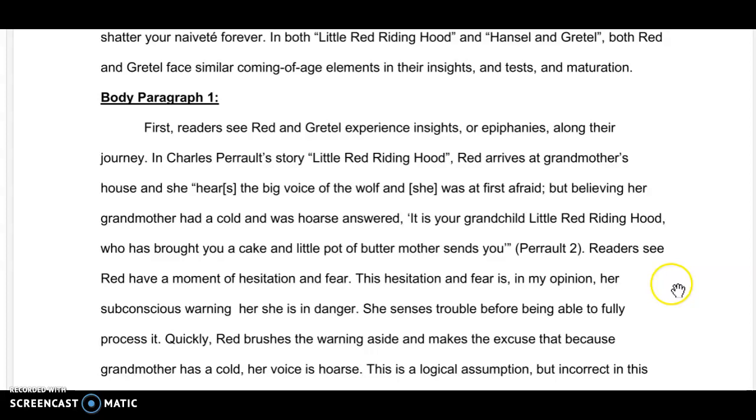So I do that in this example. Readers see Red have a moment of hesitation and fear. This hesitation and fear is, in my opinion, her subconscious warning her she is in danger. Now keep in mind, you should not be putting in your personal opinion. So this is not a perfect example, and there would need to be editing done after.